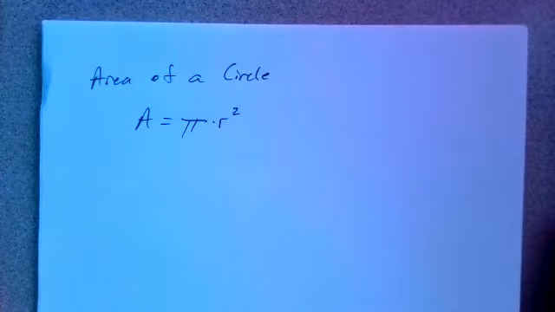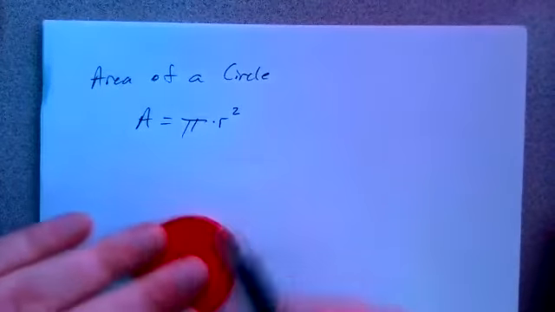Now, area is almost as easy. Some may say area of a circle is even easier. So the area of a circle is pi times r squared. The area of a circle is pi times r squared.